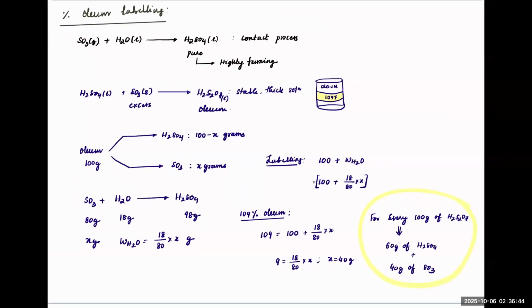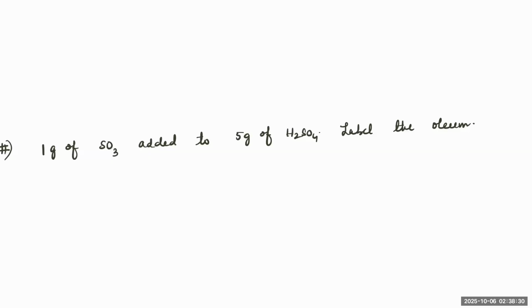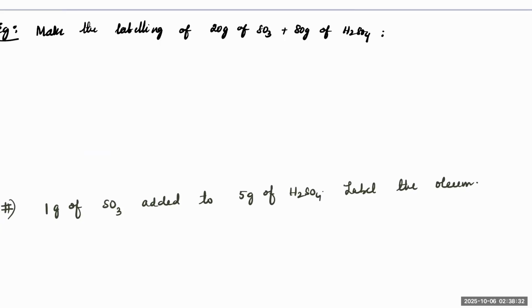Please do check and let me know if you have any problem. First example is to make the labeling of this one. Second example is if I have 1 gram of SO3 added to 5 grams of H2SO4, then you have to label it again. Got it? Do that. First one is easy.